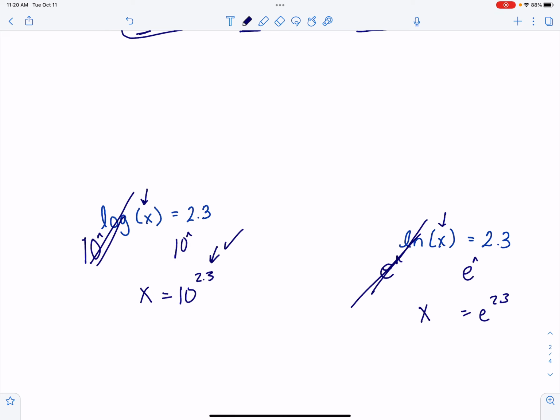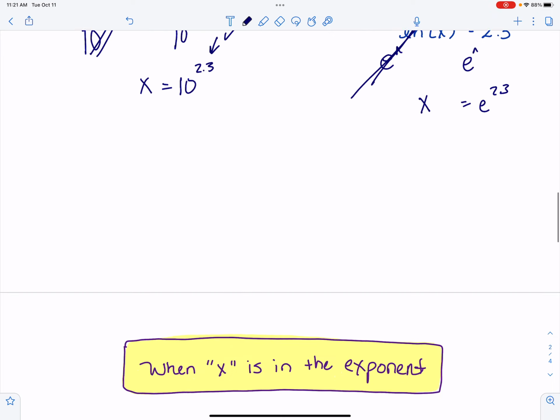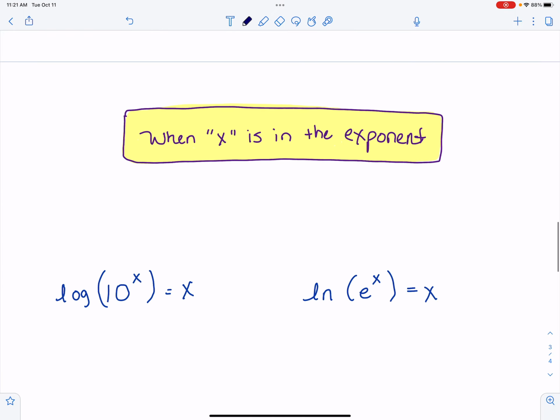inside a log. So that's something you're going to be dealing with in the equation that's coming up in this lesson. But that's not the only time it's going to pop in and out of usefulness throughout the whole semester. The other situation is when x is in the exponent. So right up here, x being in the exponent.